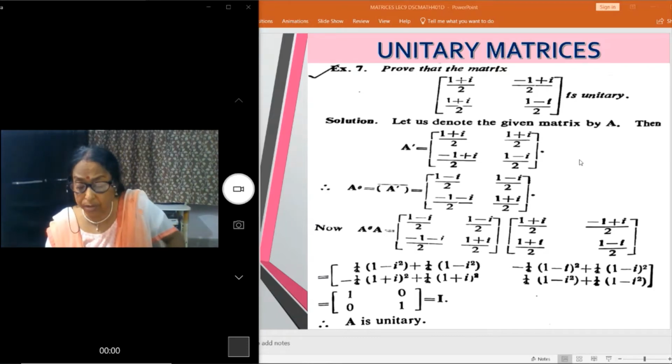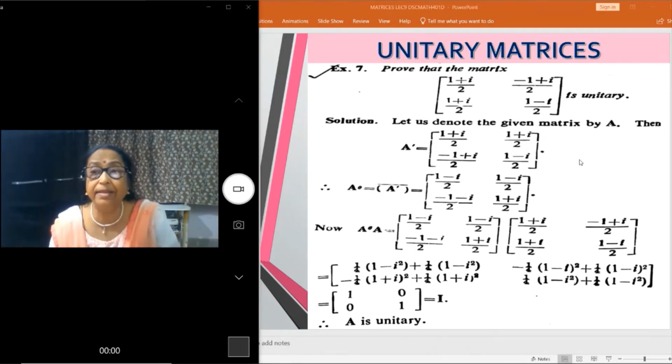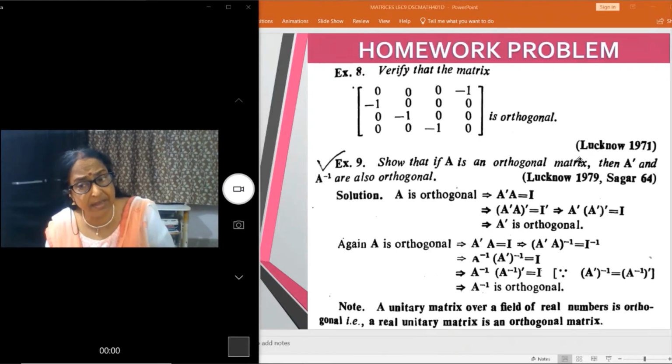Now, to show that it is a unitary matrix, we have to multiply A theta and A. You got the A theta as above, and multiplying with the original value of A, we will get the value as we can see on your screen, and this is equal to I2, that is the unit matrix of order 2. So it is a unitary matrix, proved. So this is very easy. Please try it out at home.